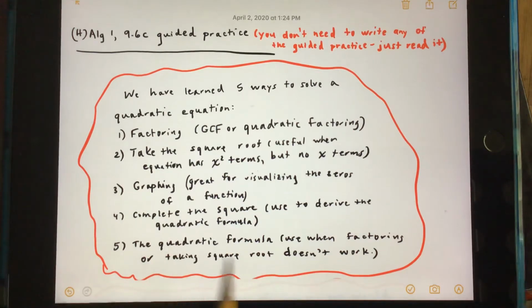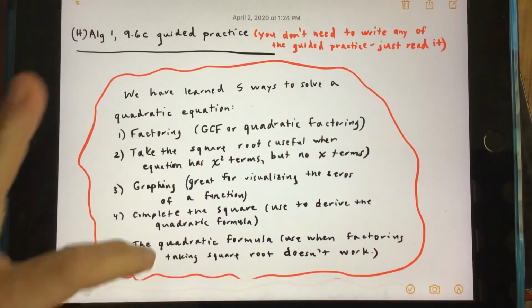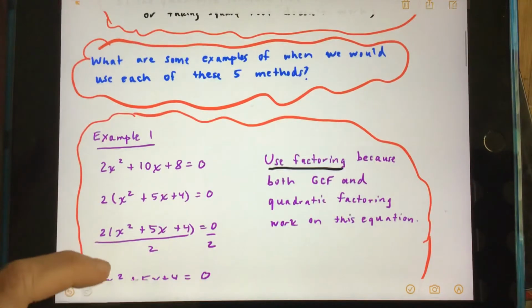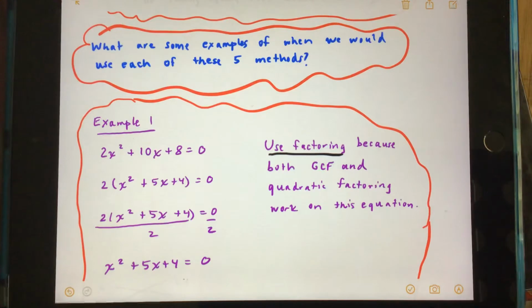That being said, the quadratic formula can be used to solve any quadratic equation, even when some of the simpler methods are available. All right, let's take a look at when we might want to use some of these particular methods to solve our quadratic equations. So we'll start with example 1.